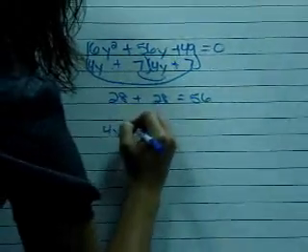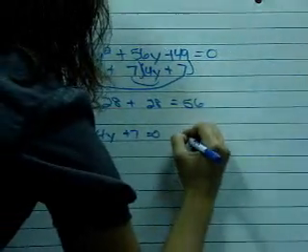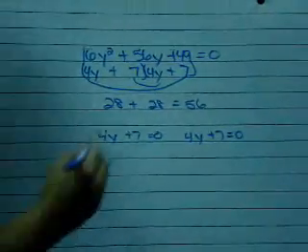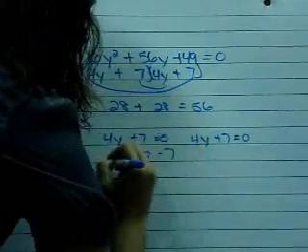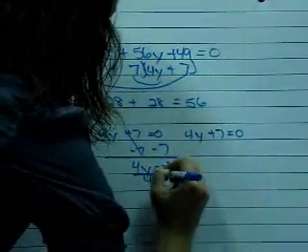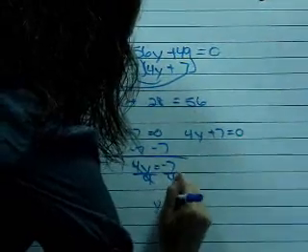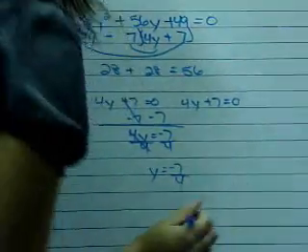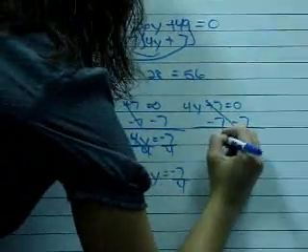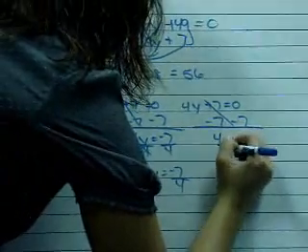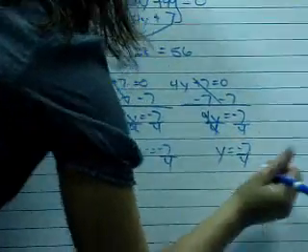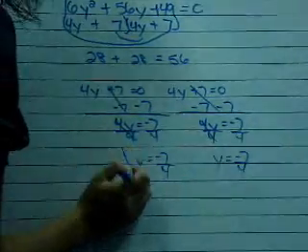Our next step will be to set each to 0. And coincidentally, we will get the same answer. And our answer for this factoring equation is y equals negative 7 over 4.